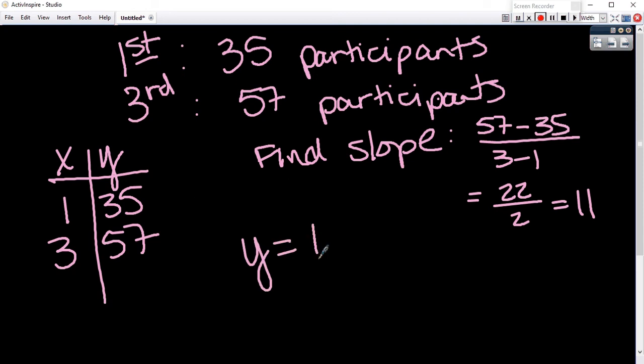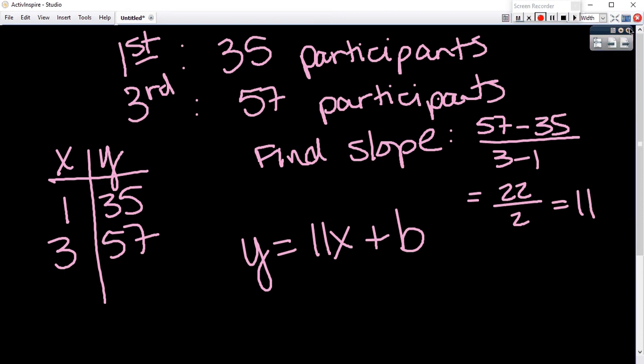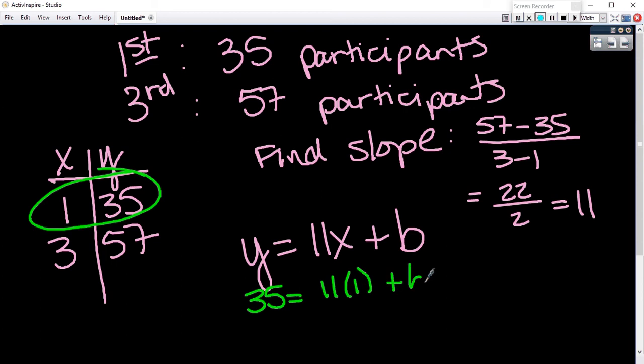So let's fill in what we know. Y equals 11x, and I don't know what B is yet. How can I find B? Come on, guys, you can do this. You can take either one of those points and plug it in. It doesn't matter which one, but pick one to use. If it was me, I'm going to use the smallest one because that's usually the easiest to plug in. So 35 equals 11 times 1 plus B.